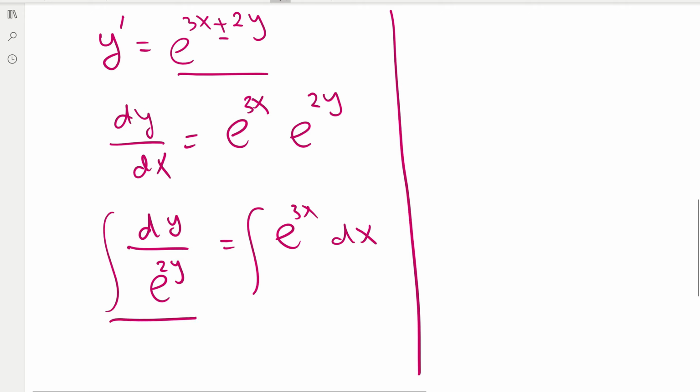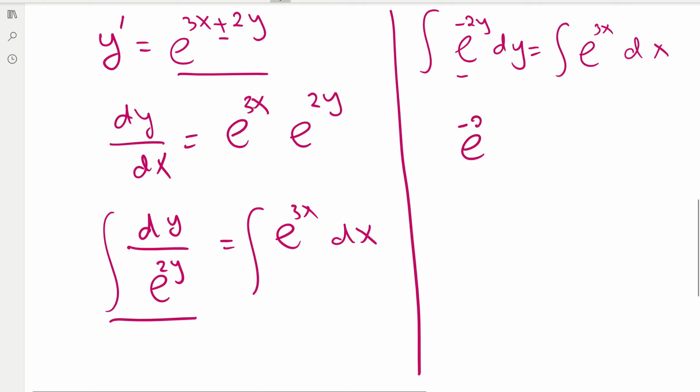Now here we can write the left hand side integral as e to the negative 2y. I took it to the numerator, then the power becomes negative, right? If you switch it from numerator to denominator or denominator to numerator, the sign switches. Now if you integrate e to the negative 2y with respect to y, it's e to the negative 2y divided by negative 2. That's coming from basic integration, okay?